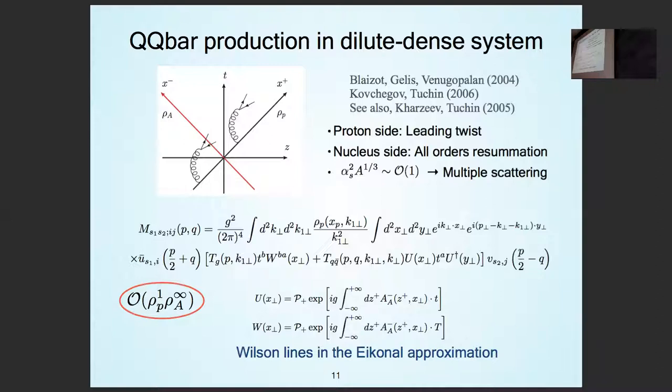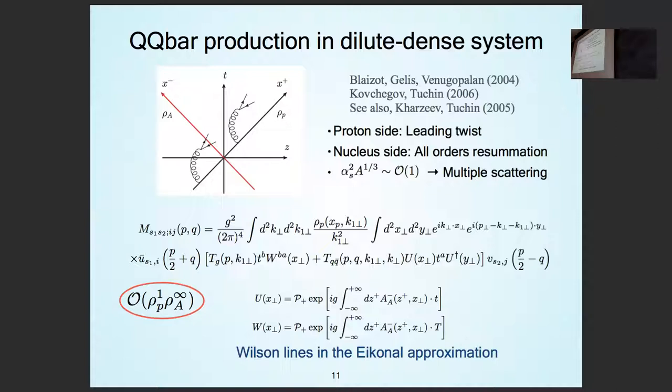QQ bar production in CGC has been done in the dilute-dense system. This diagram is very close to the diagram Sanjin showed yesterday. It shows the proton side, which is leading twist. In the meantime, for the nuclear side, there is an A to the one third enhancement effect, so we have to take into account multiple scattering effects to all orders. These diagrams give this amplitude at these orders.